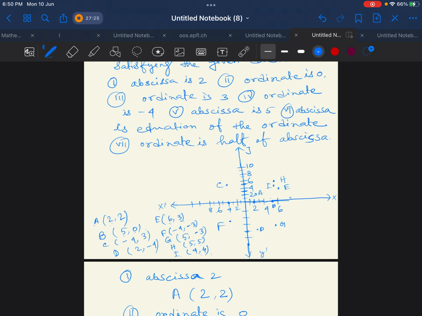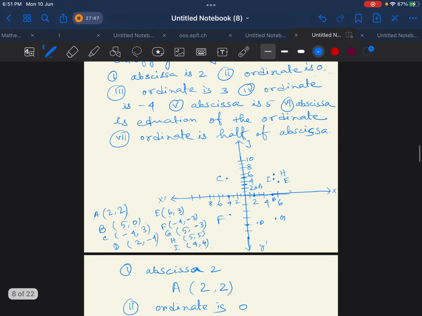Okay, so here abscissa 2, ordinate is 2, we get the point A, 2, 2. Ordinate is 0, ordinate 0 means this point is located on the x-axis. Here ordinate is 0, so we get only 5, 0.